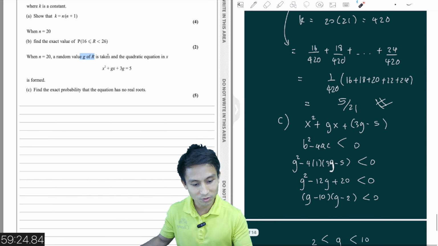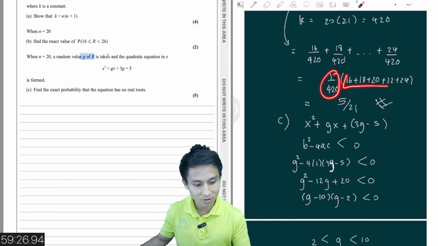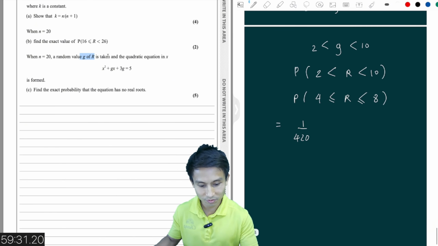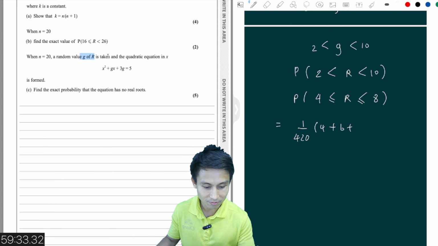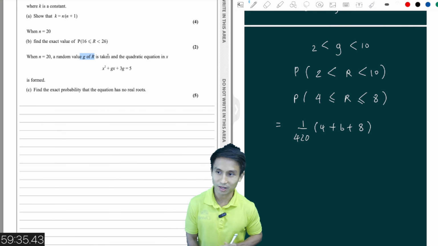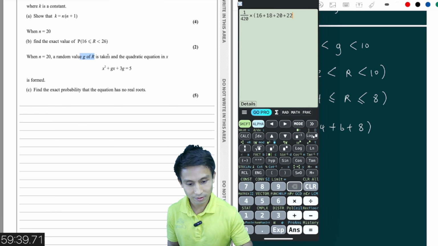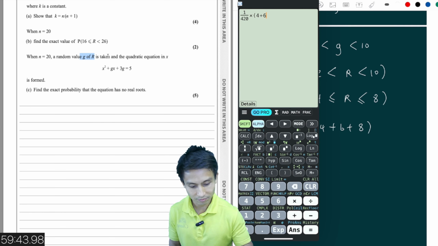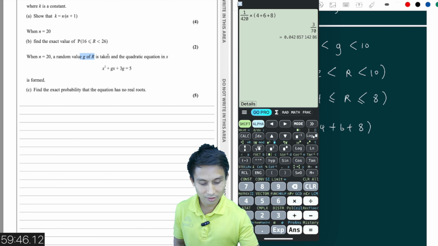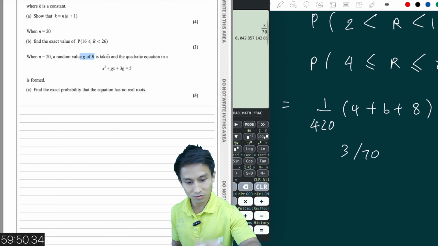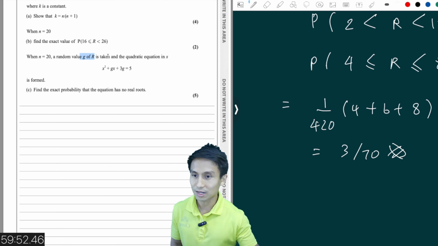If you look at this one, we do 1 over k and then all the numbers there. So it's going to be 4 plus 6 plus 8, inclusive there. I'm just going to use a calculator here. So 4 plus 6 plus 8, like that. So we get 3 over 70. Everything is good. That's the exact value.